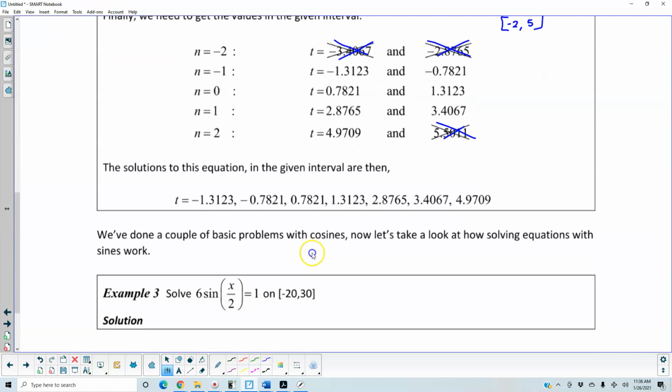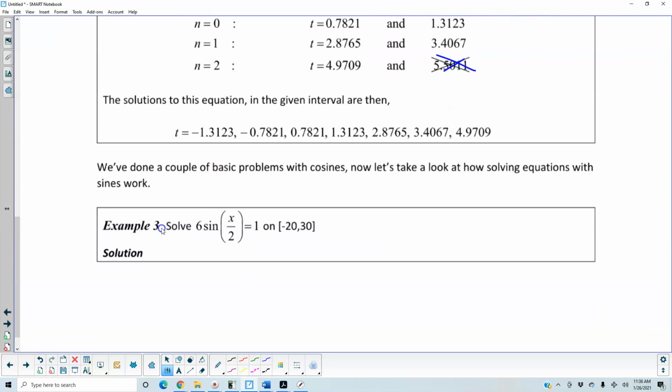Now we've done a couple of basic problems with cosines. Now let's take a look at how solving equations with sines works. So for example 3, we want to solve 6 times the sine of x over 2 equal to 1, on the interval between -20 and 30.